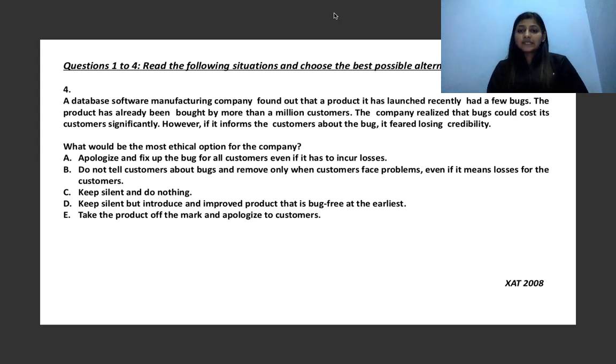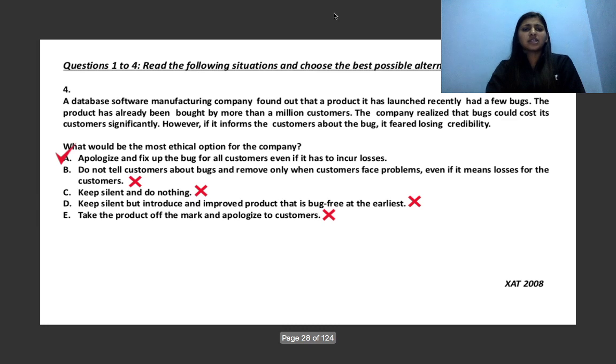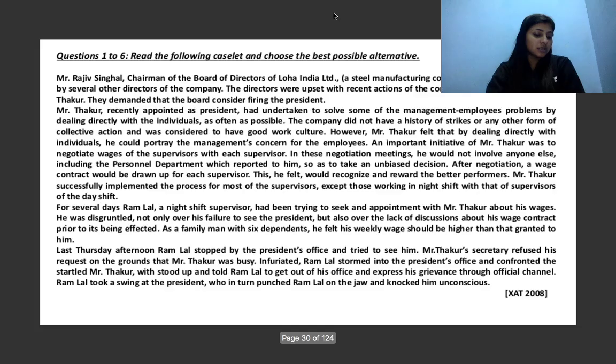But if it does not fix it up, it will sooner or later lose its credibility, and then the loss will be even larger. So it's better that they apologize and fix up the bugs even if they have to incur loss. So the only proper answer is option A. Everybody has marked it correct? Any doubts? Anybody, if you have any doubts, please ask.